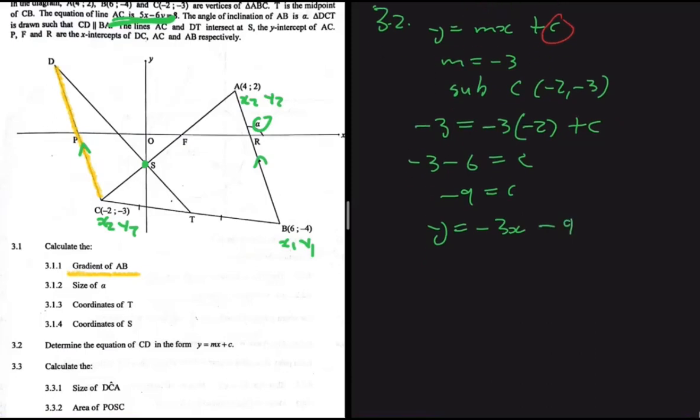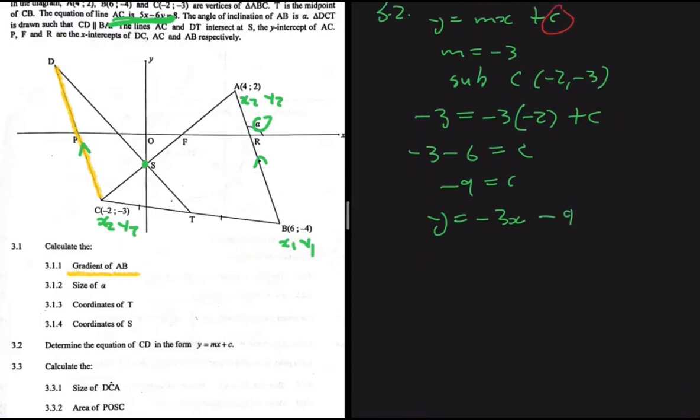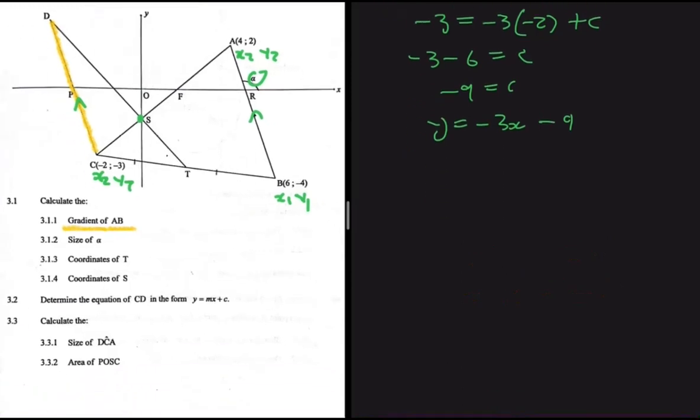So let me just see if that works real quick. If we substitute minus 2 and then minus 9, we're going to get 6 minus 9, which is equal to minus 3. So it seems like we're on the right track here. Yeah, let's carry on and see what happens. So if we come to 3.3 here, 3.3.1 is saying let's find the size of DCA. So DCA, let me just erase what we have here for a bit of clarity.